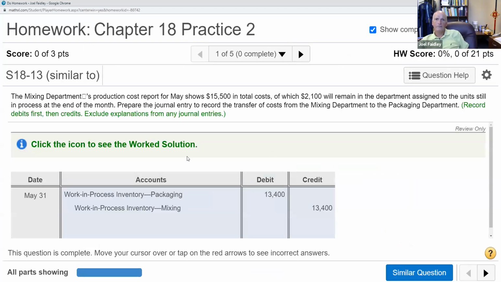Another journal entry, practice set 2. Production cost report shows 15,500 in total cost, of which 2,100 remains in the department. So how much was transferred out? 15,500 minus 2,100, that's 13,400. So out of mixing and into packaging, 13,400.